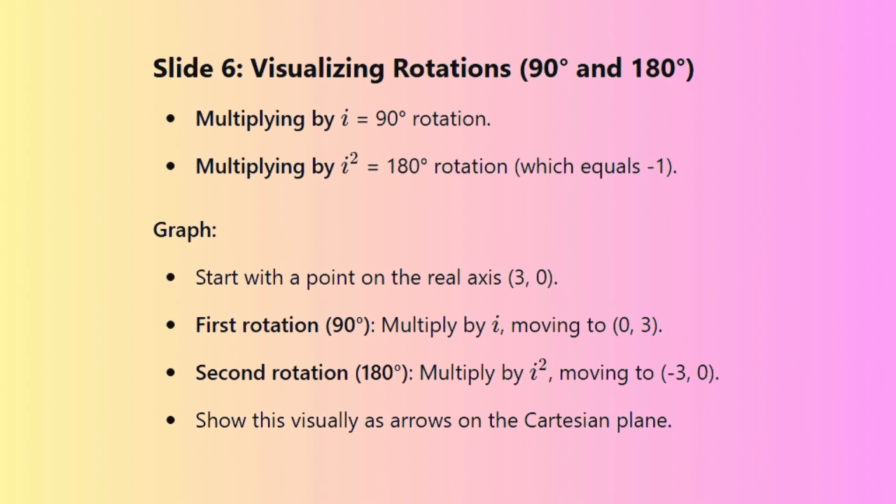When you multiply by i, you're rotating the number by 90 degrees. Let's take a look at how this works with the number 3. If we multiply 3 by i, we get 3i, which moves our point to the imaginary axis.